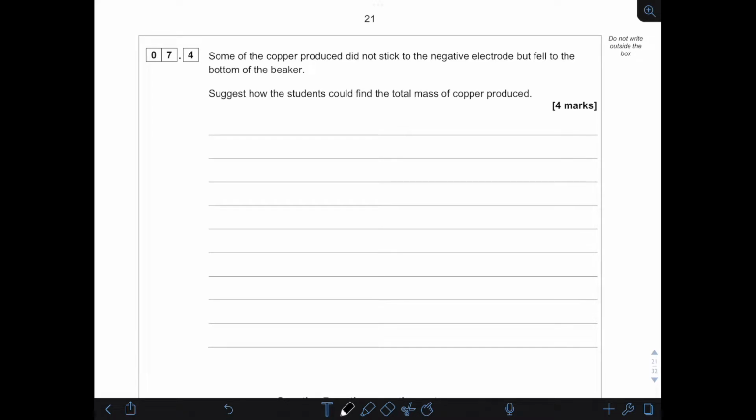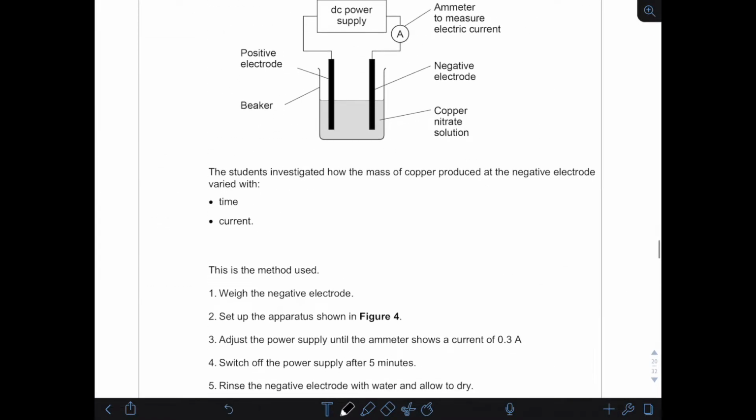Some of the copper produced did not stick to the negative electrode but fell to the bottom of the beaker, so that's unfortunate. How could the student find the total mass of copper? So at this point, you're trying to weigh some copper solid in a solution of copper sulfate. Is this copper sulfate? Nitrate, copper nitrate.